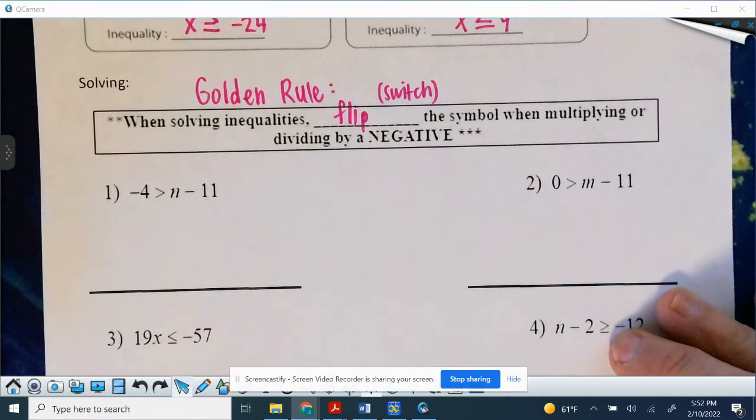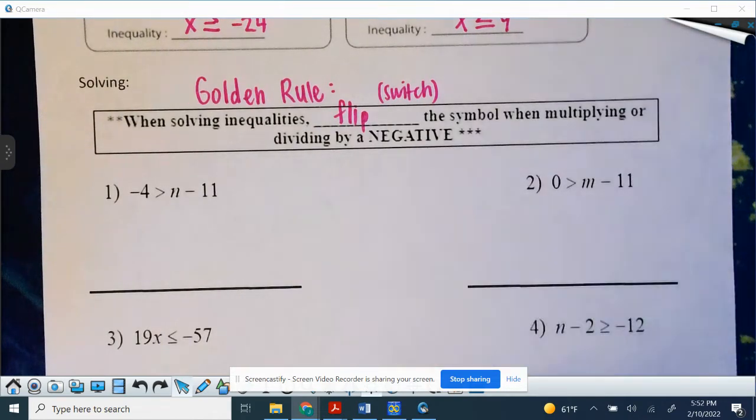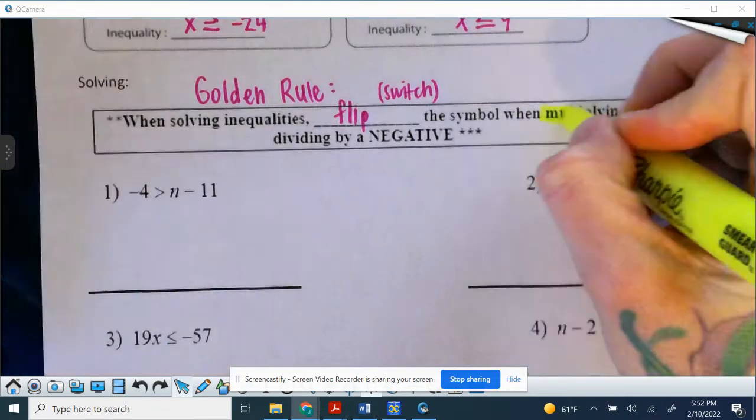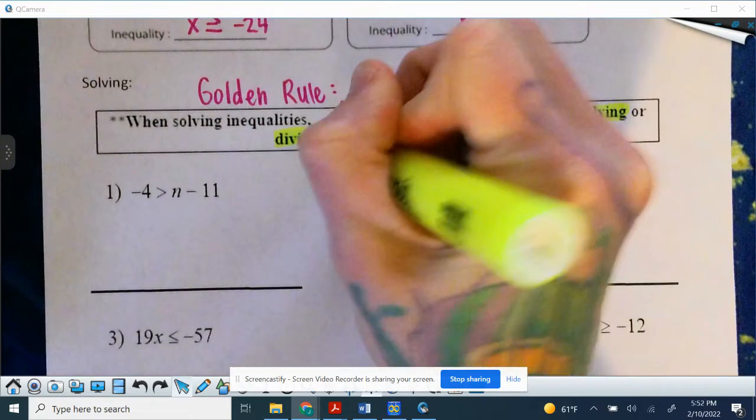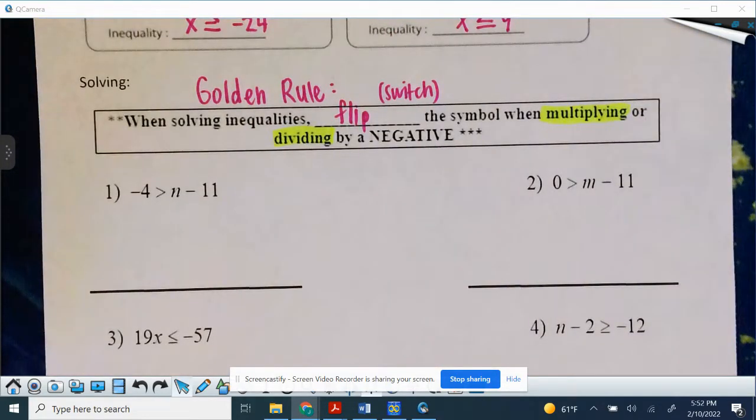You're going to switch the symbol when multiplying or dividing. Only multiplying or dividing. So this has nothing to do with any word other than multiplying and dividing at this point. So that's what we've got to get in our head. Multiplying or dividing by a negative. That is not subtracting. That is not adding a negative. Multiplying or dividing by a negative only.